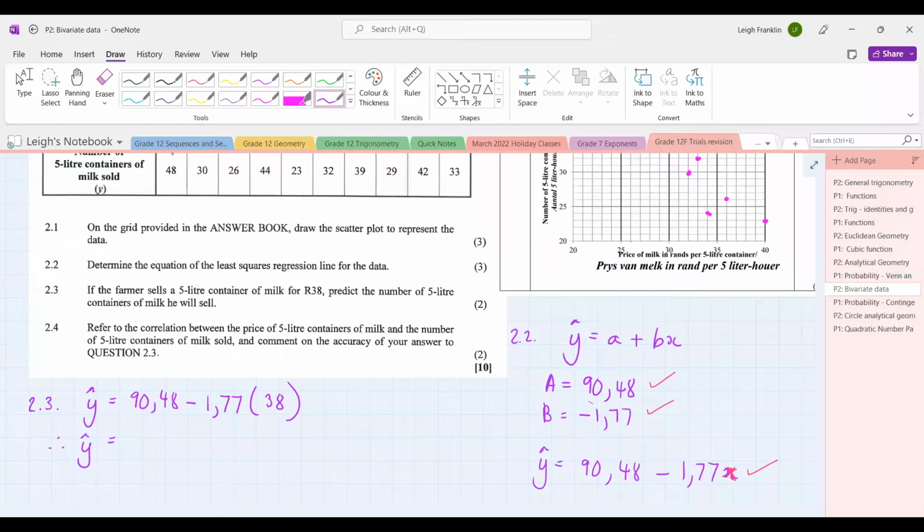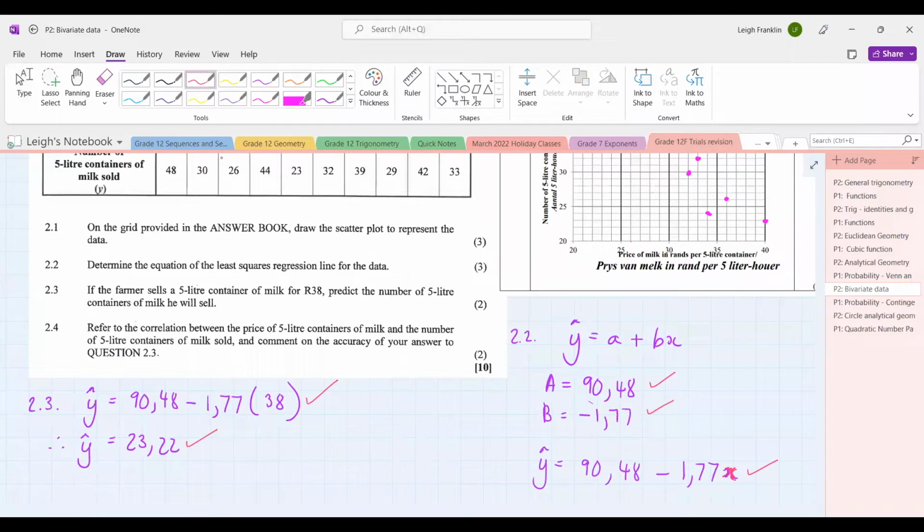Okay, what are you guys getting as an answer? Yeah, that's what I'm getting as well. Okay, so 23,22. Now, obviously he can't sell 23.22 containers of milk, but that doesn't matter. We would just leave our answer rounded to 2 decimal places. Good stuff. Well done, everybody. It's meant to be really easy. We're meant to be able to get all the marks here. Again, we would get a mark for substituting and a mark for our answer.